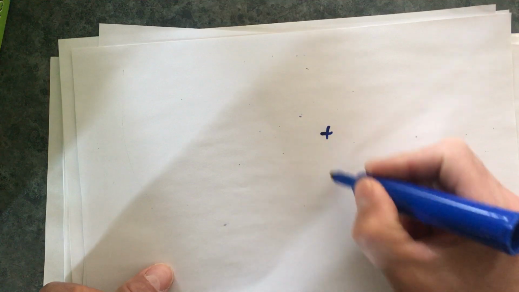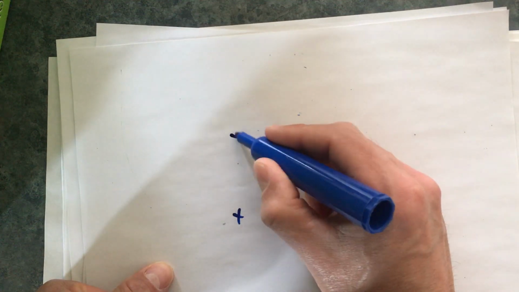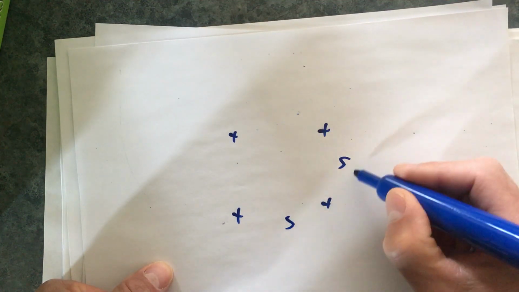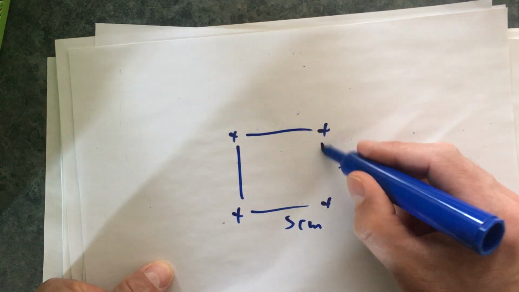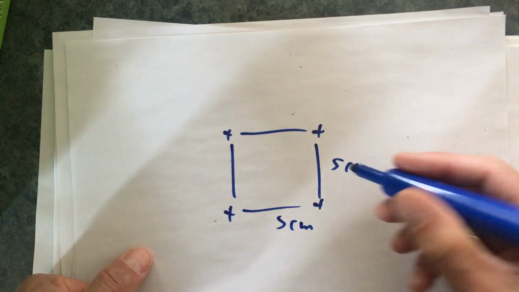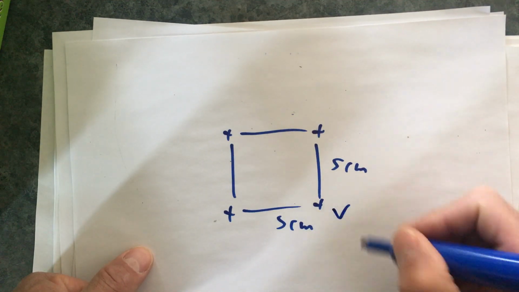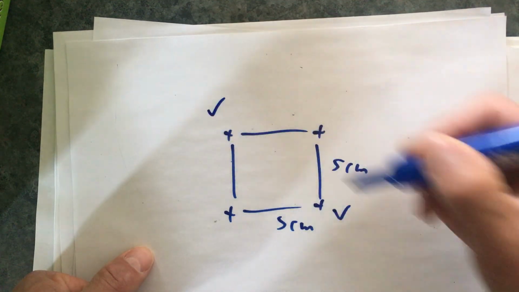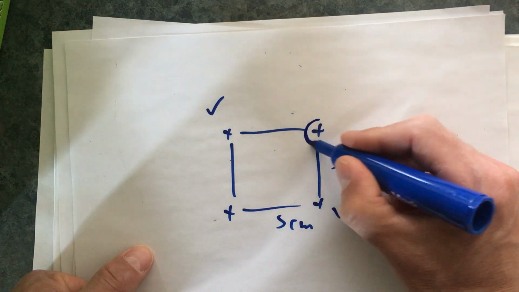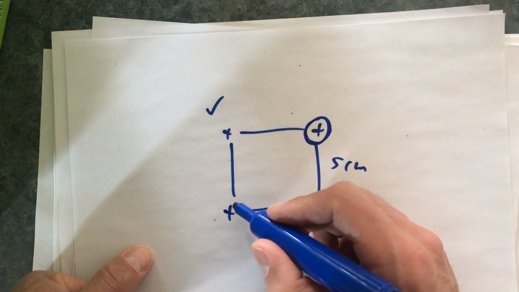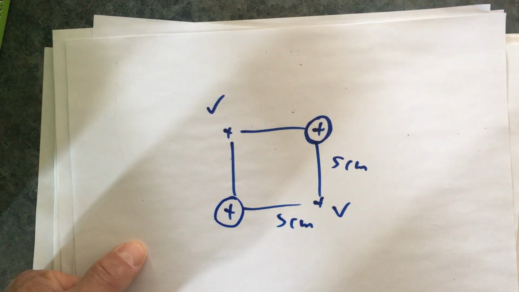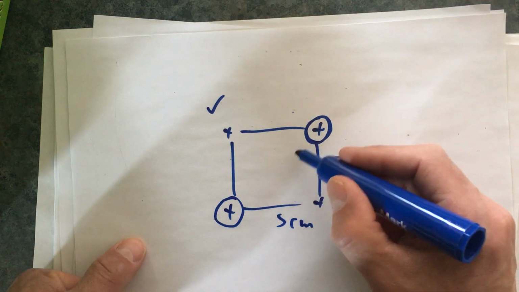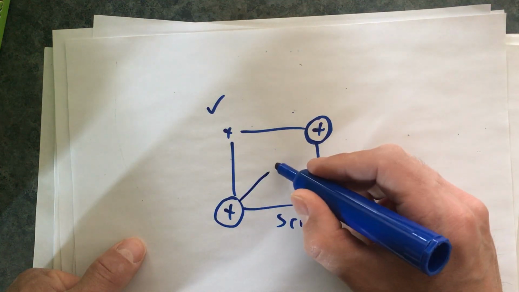So I've got positive charges. They are all arranged 5 centimeters apart along the points of a 5 centimeter square. I found the force from this charge, and I found the force from that charge. I'm looking for the force on charge 2 coming from this one over here, which I labeled to be charge 4. So I need to know this distance here.